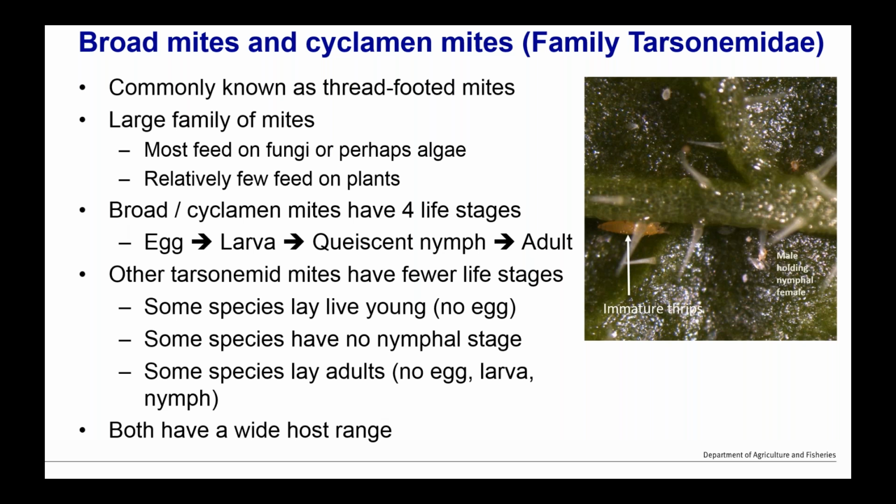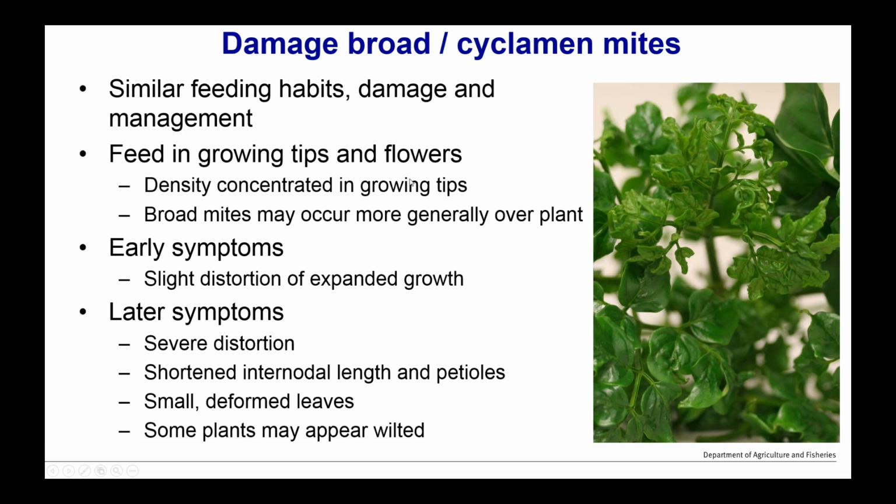Both broad mites and cyclamen mites, getting back to the real topic, have a broad host range, but broad mites are more likely to be encountered. Their damage is similar. They tend to feed in the growing tip, and they will tend to cause that cupping or deformation, shortening, causing distortion of the new growth. So cyclamen mites are more likely to be concentrated only in the growing tips, whereas broad mites are still concentrated in the growing tips, but more likely to be present on some of the lower leaves.